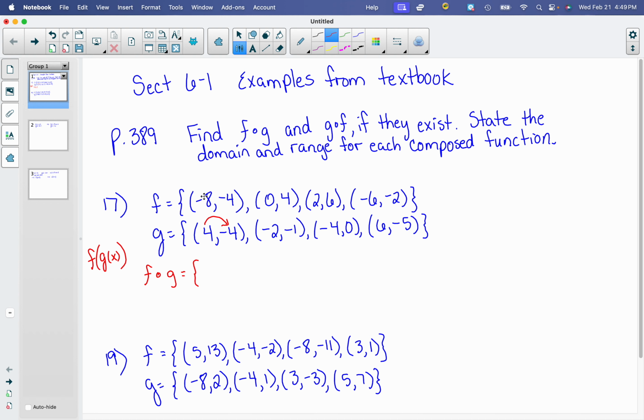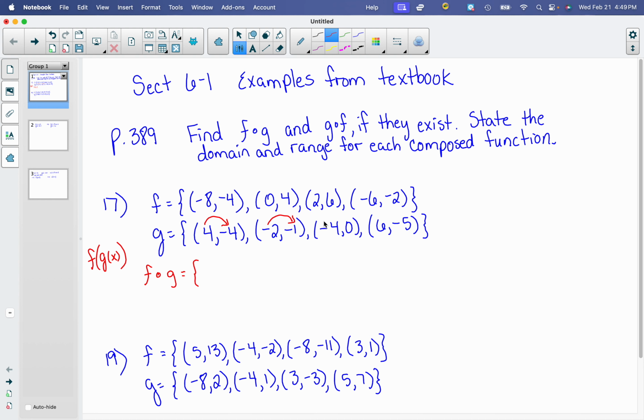So that's what I'm looking for. There's no negative 4, no, no, no. So this one isn't going to go anywhere for f of g. Then I look at my negative 2. Negative 2 goes to negative 1. So I look in my domain of f to see if there's a negative 1. There's not. So that's a dud.